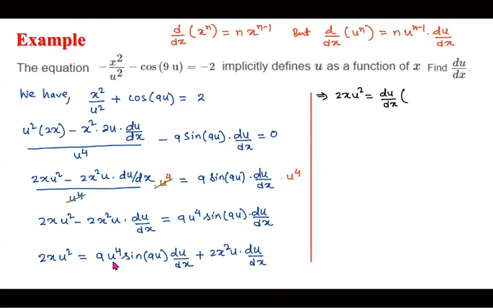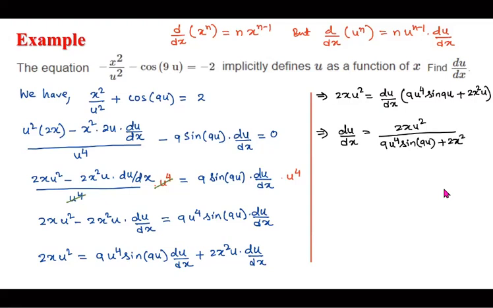Then what is left in the first term is 9u to the 4 sine 9u, and then plus, in the second term when I factor this, we are left with 2x squared u. So if you want to find the final answer, the derivative du over dx, we have to divide this quantity by that one. So du over dx is equal to 2x u squared divided by 9u to the 4 sine 9u plus 2x squared u.